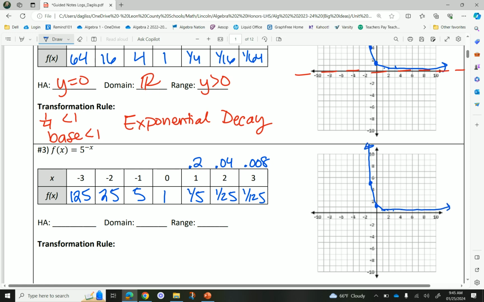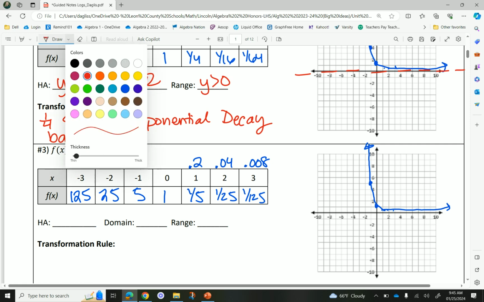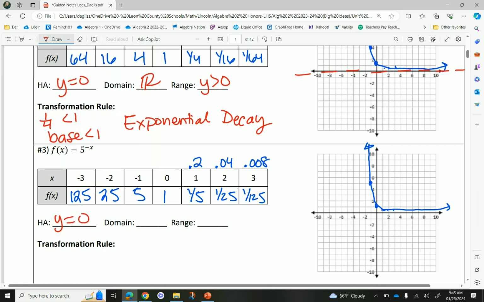Still, though, we're flattening out. Horizontal asymptote did not change. We're still at y equals 0, which means my range is still y's are bigger than 0, and our domain is still all real numbers, like always. Okay, well, it looks like the one that we just did. So what transformation happened? My base, though, is still 5, right? Our base is 5, which is bigger than 1, so it's still a growth.